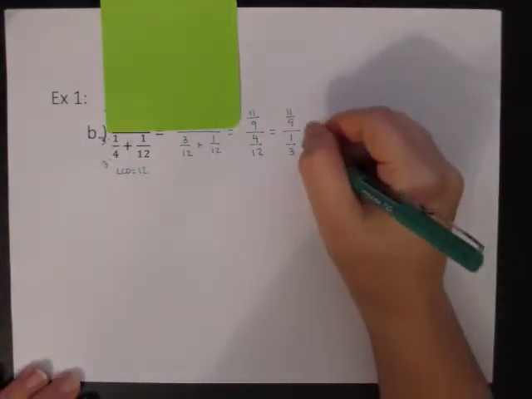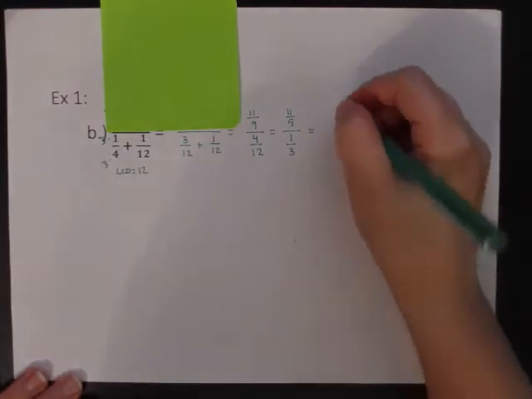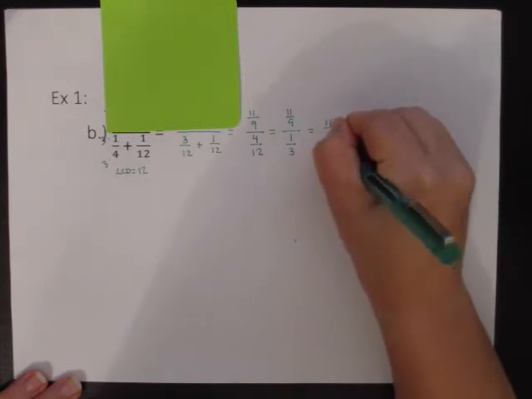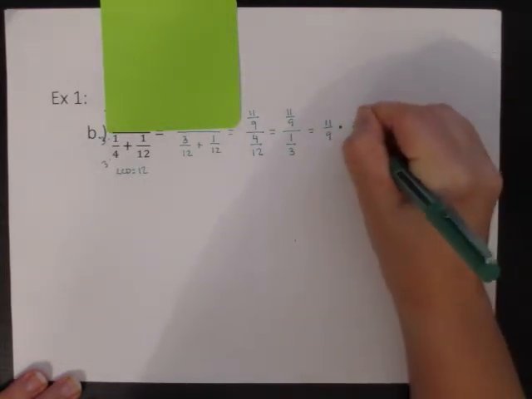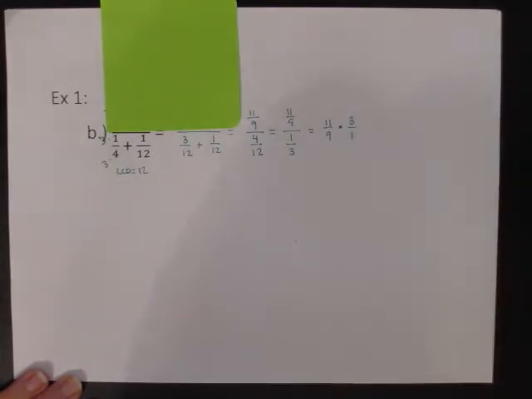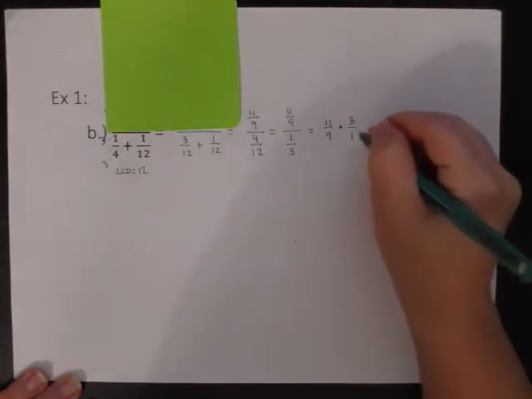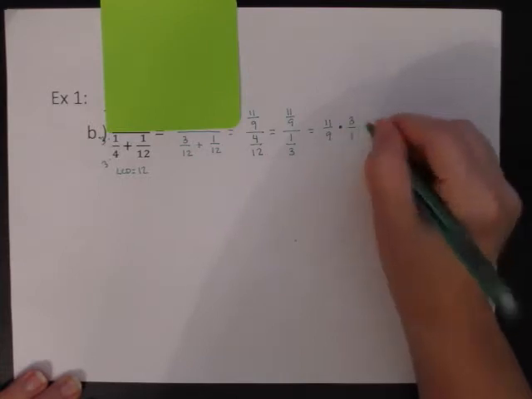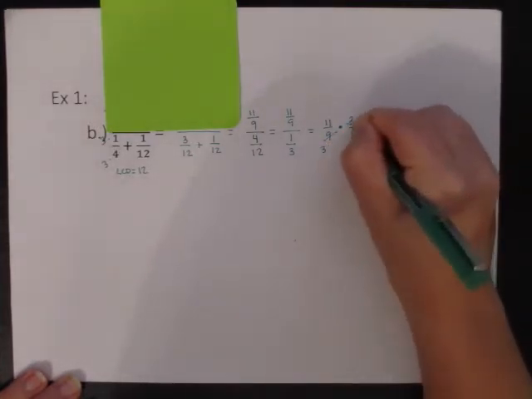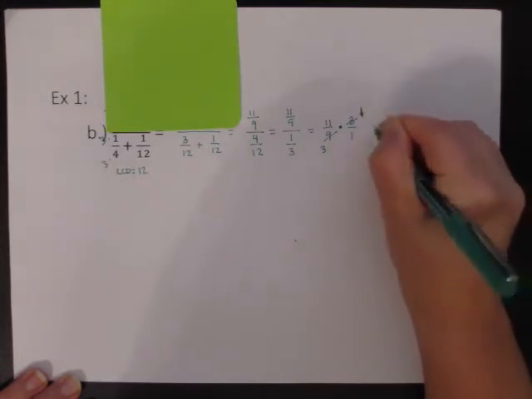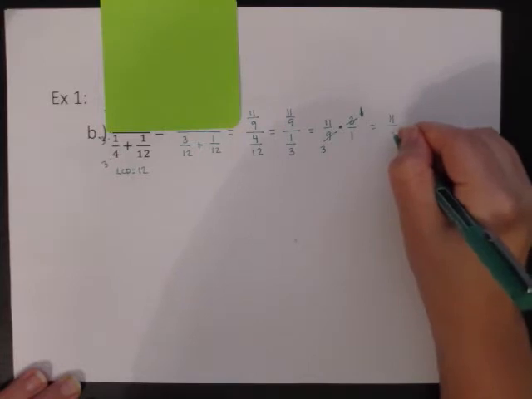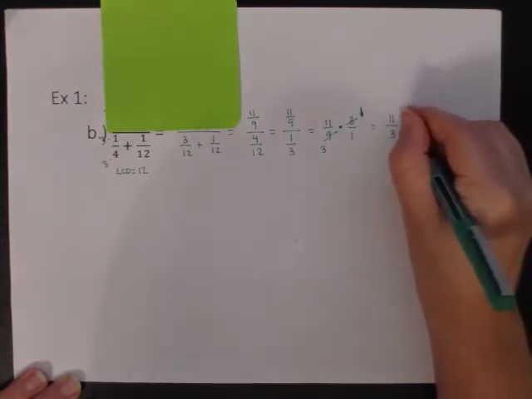So now that it's simplified as much as it possibly can be, now I've got to do step 3, so this is the keep, change, flip. I keep the 11 over 9, I change from division to multiplication, and then I flip it to 3 over 1. Now I look to see if I can cross cancel. So 11 and 1, nothing cross cancels there, but the 9 and the 3 definitely will clean up a little bit. So 9 divided by 3 is 3, 3 divided by 3 is 1, so 11 times 1 is 11, 3 times 1 is 3.